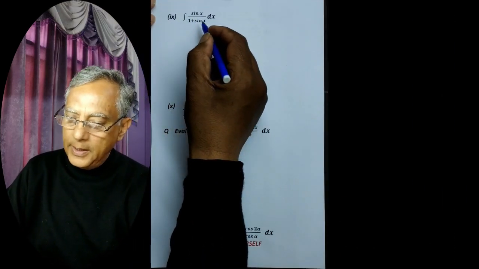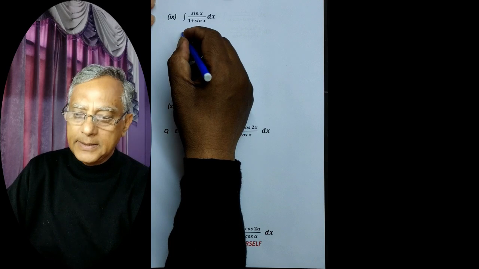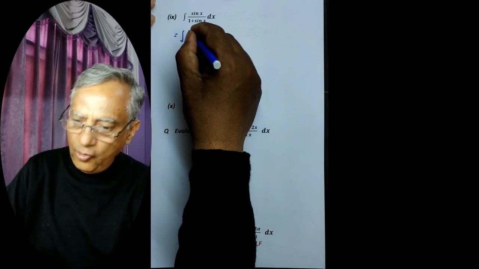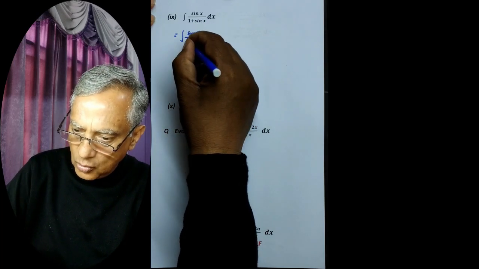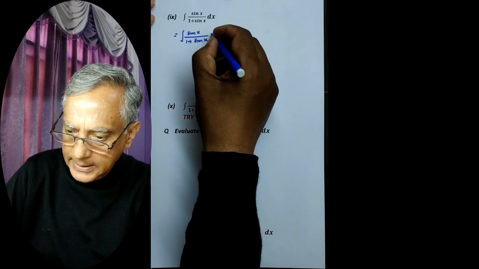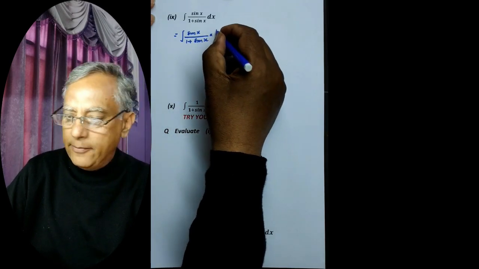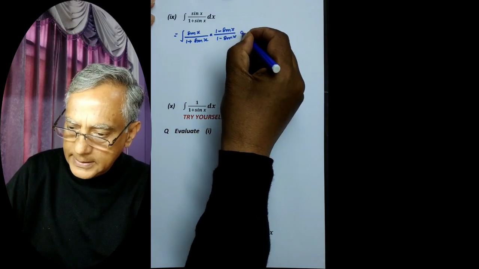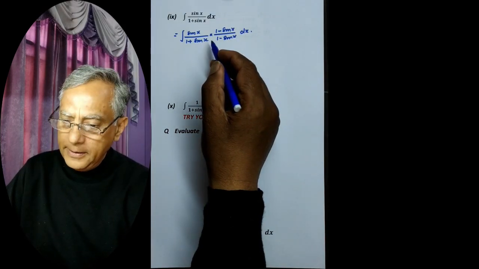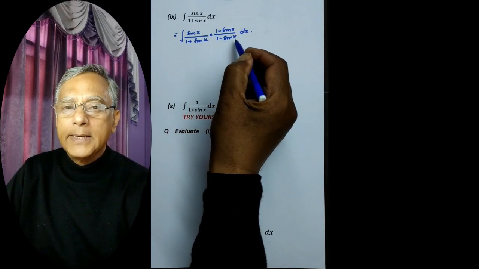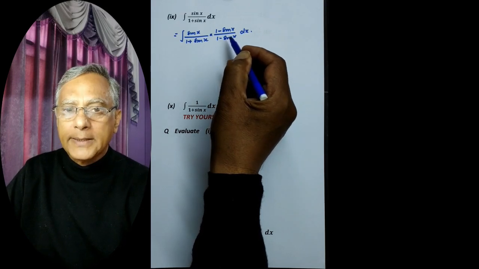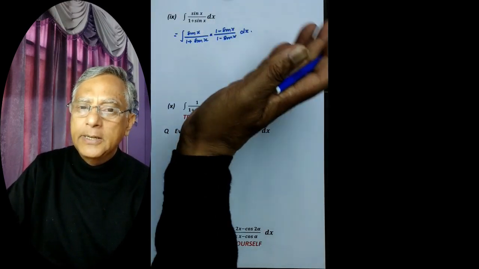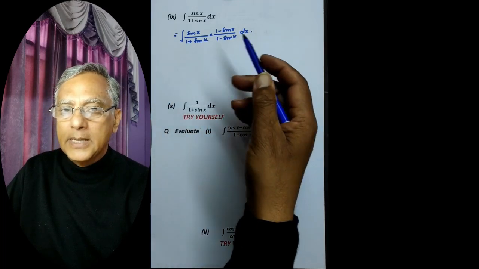Now next is integral of sin x over 1 plus sin x. Now we can write this as integral of sin x over 1 plus sin x, multiply and divide by 1 minus sin x over 1 minus sin x. Why are we doing it? Because we know 1 plus sin x into 1 minus sin x will be 1 minus sin square x, and 1 minus sin square x is cos square x.